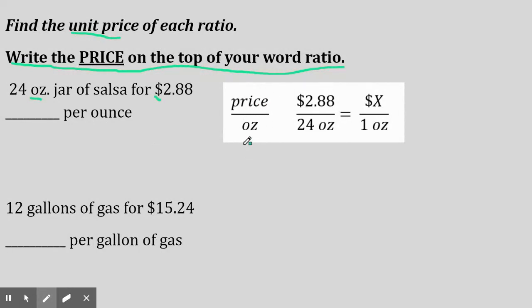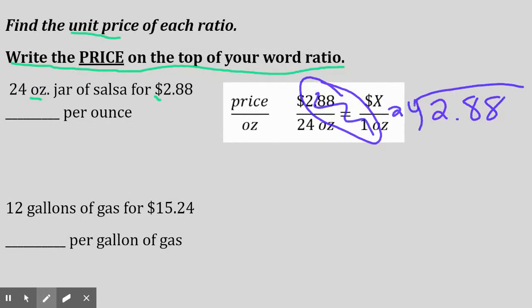Then I'm going to write, what do I know? Well, I know $2.88 and 24 ounces is equal to, do I know the cost for 1 ounce? No. So I'm going to put 1 ounce in my denominator. Now I can go through and do my butterfly method. So I'm going to cross multiply. So anything times 1 is itself. I'm done with that. And now I need to divide by what's left over, which is that 24.